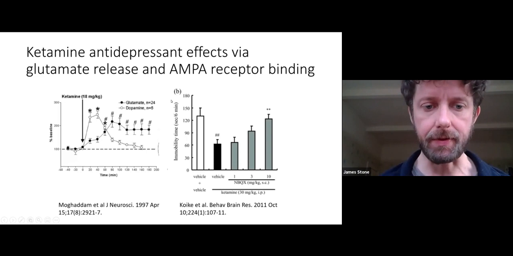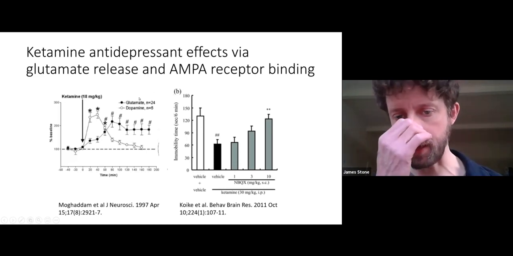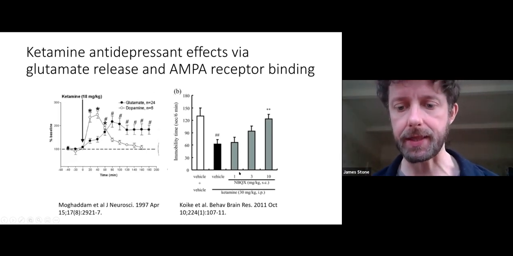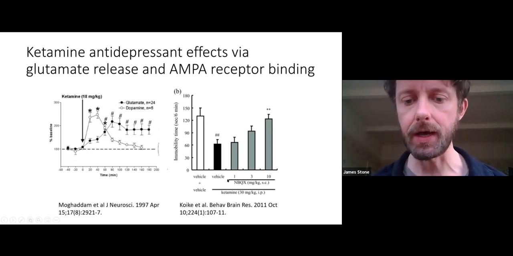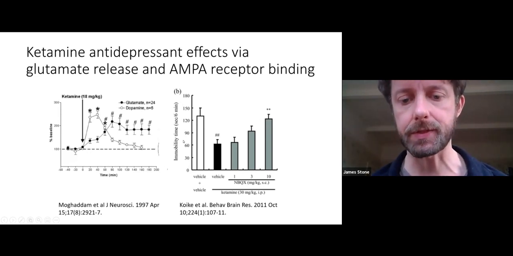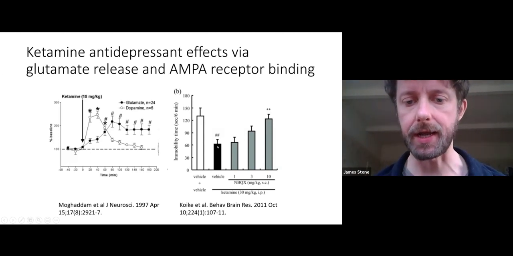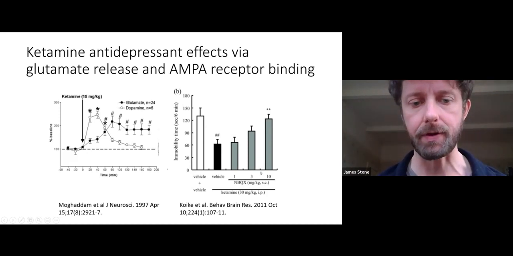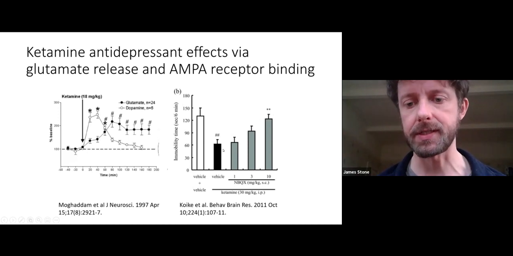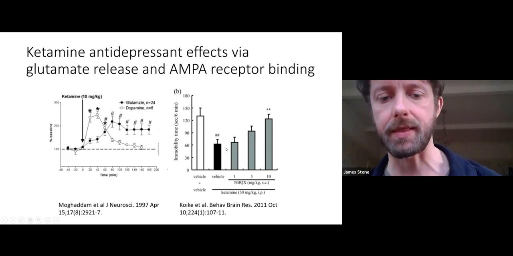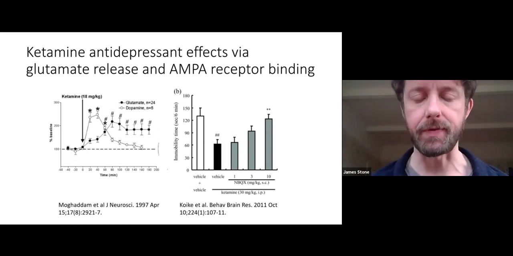But is this glutamate release important for the antidepressant effects? Well, it looks like it probably is. Again using the forced swim task, rodents given ketamine showed a reduction in immobility time, but with increasing doses of NBQX, which blocks AMPA receptors, this effect of ketamine was lost. So it suggests that glutamate release is quite important for this effect.